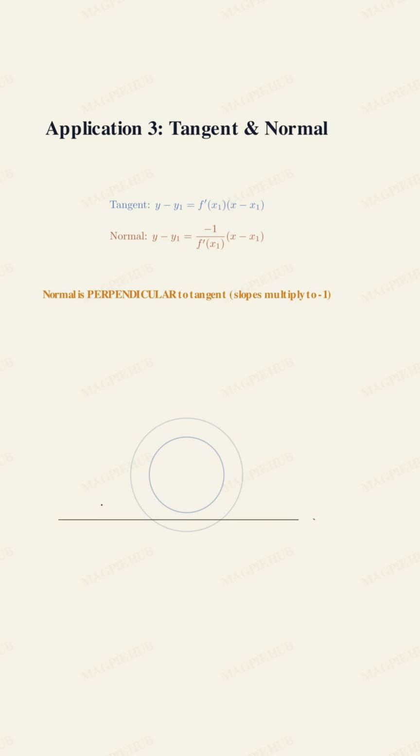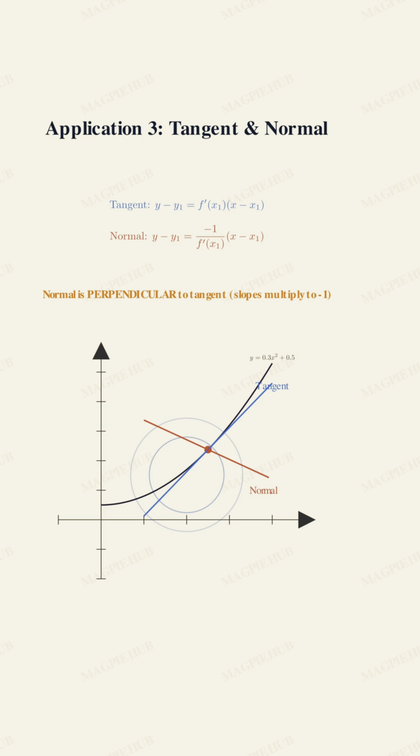Application 3, tangent and normal lines. The equation of the tangent at point (x1, y1) is y minus y1 equals f'(x1) times (x minus x1). The normal is perpendicular to the tangent. Its slope is negative 1 over f'(x1). Their slopes multiply to give negative 1.